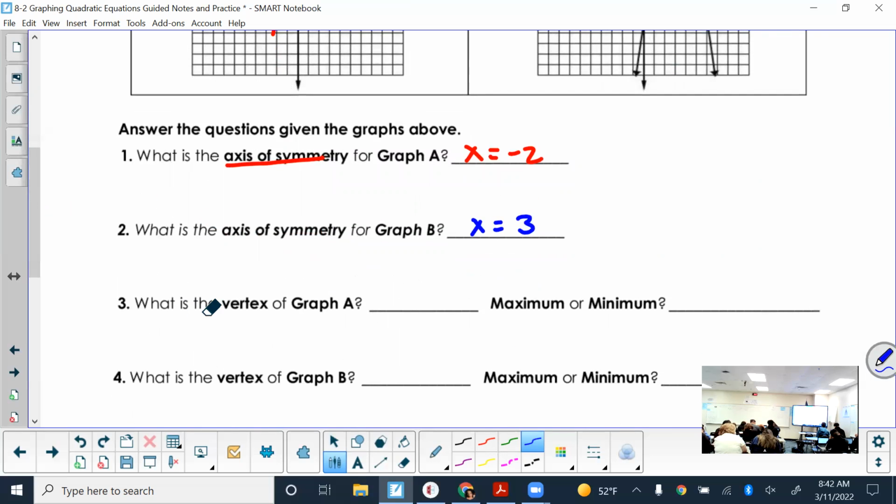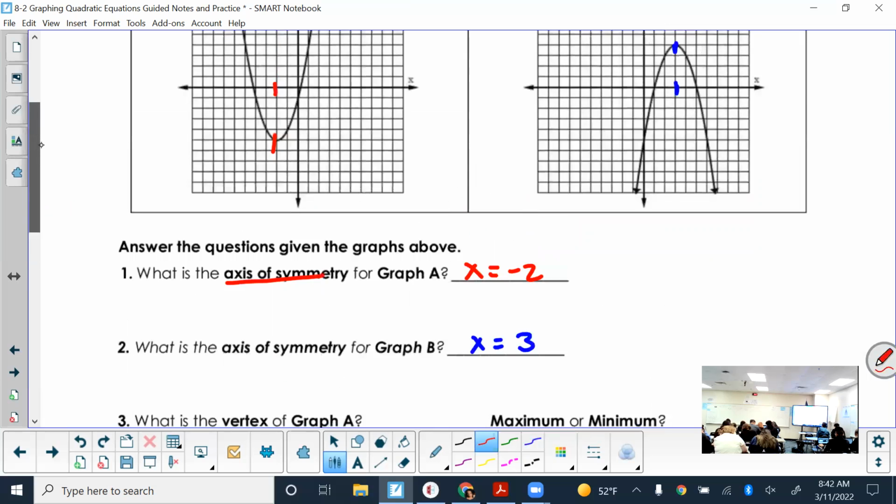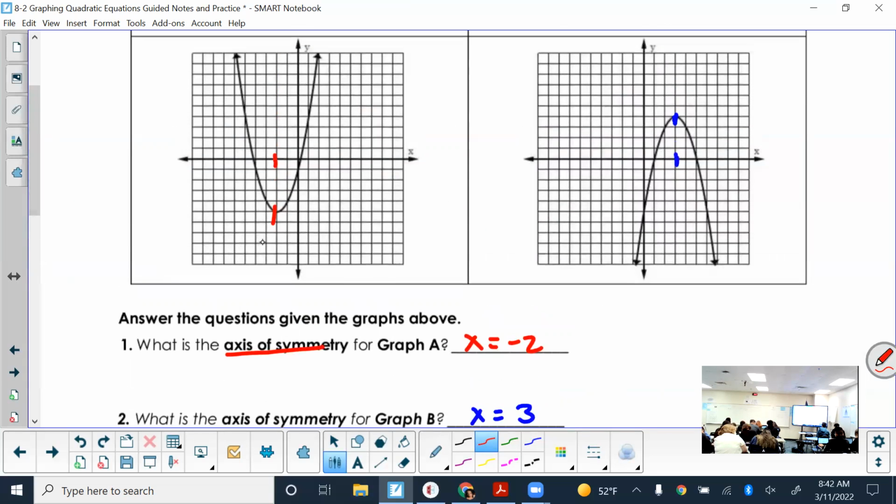All right then, now the vertex of graph A. So vertex is an xy coordinate. I don't have an equation to plug it into, but I do have the graph. So where is the vertex located on this picture, or on any parabola? In the middle of it, the turning point of it. So whatever xy value that is, that's my vertex. So what's the xy value of this one?